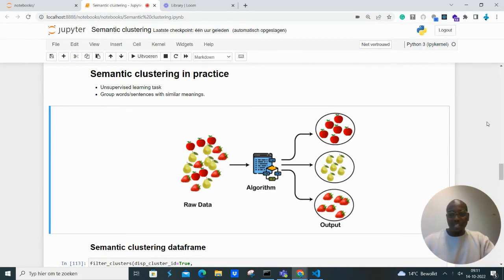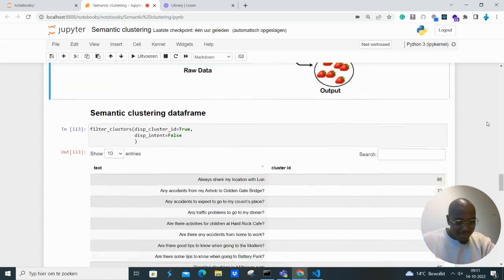In today's video, we'll be talking about semantic clustering. Semantic clustering is an unsupervised learning task in which we try to group words or sentences with similar meaning. And instead of feeding the model with fruits, we'll be feeding the model with sentences, and hopefully the algorithm will output clusters that will make sense, that will give us a better idea about user intents. Okay, so let's scroll down.